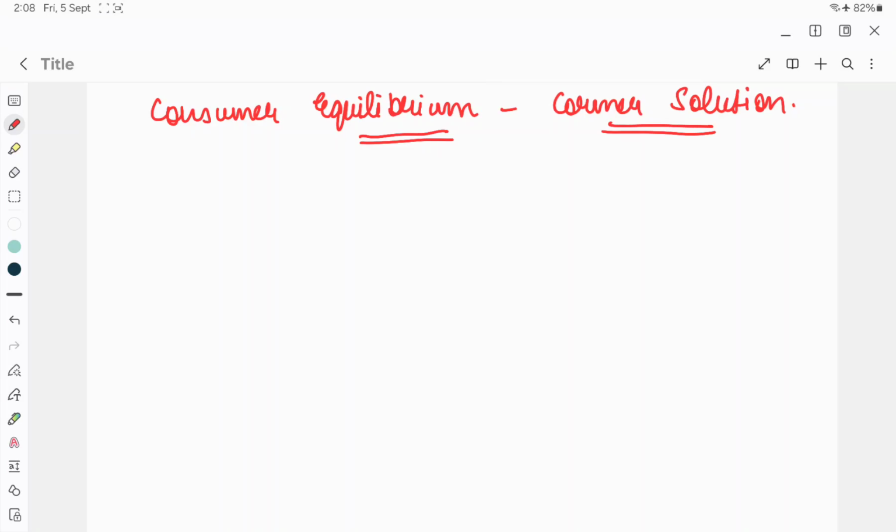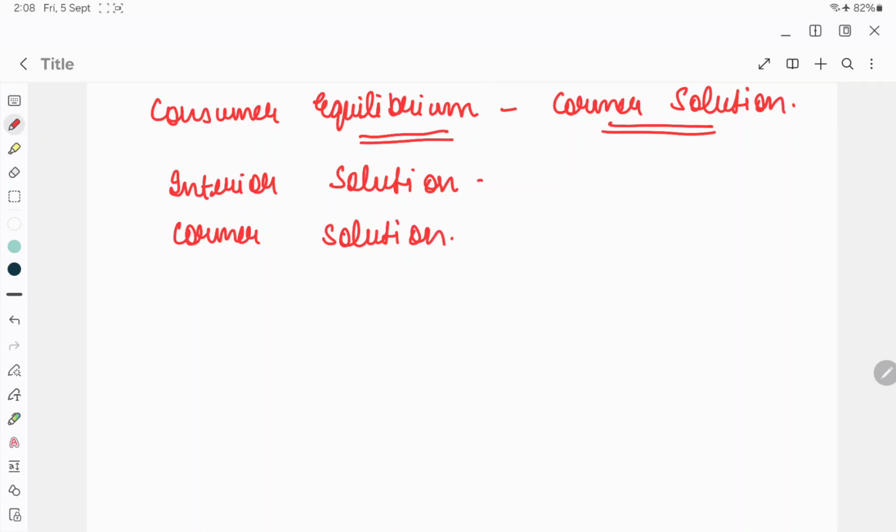Now, consumer is in equilibrium with respect to two solutions. There is an interior solution, which we generally study, but we leave the corner solution out, and then there is the corner solution. Now, what is the difference between the two? The equilibrium position at the point of tangency, which we generally study, which is the condition of equilibrium with respect to indifference curve analysis, where the commodity space is between the two axes, is called the interior solution.